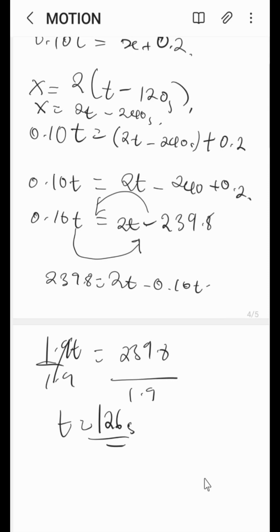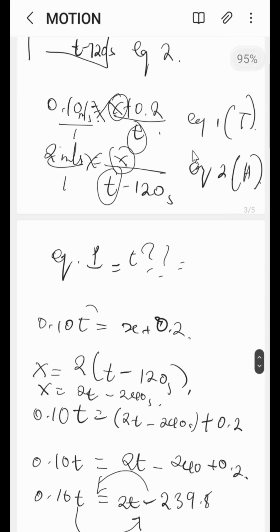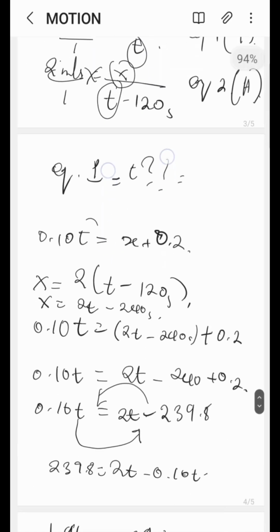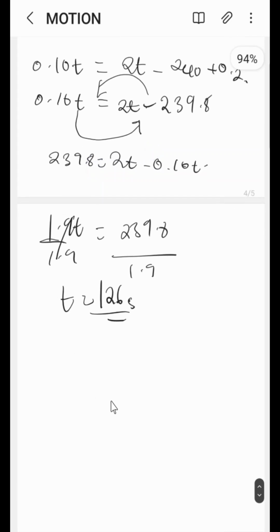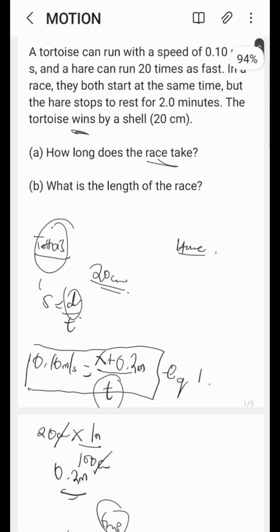Okay, so this is our time variable. This is our time, and so we know this is the time that the tortoise took, right? And if this is the time the tortoise took, this means this is the time the journey took, because the tortoise had reached the final point. All right, so this is about the time. So what is the second question?